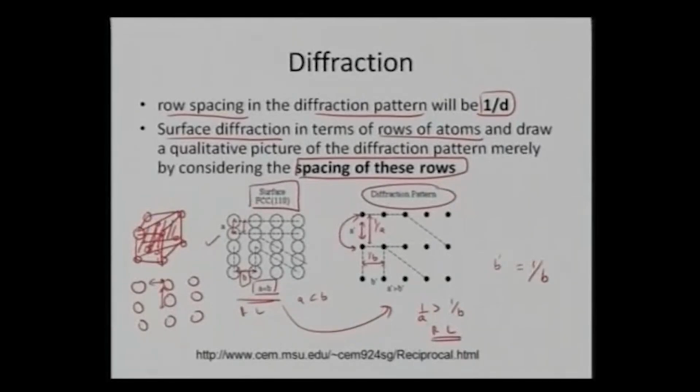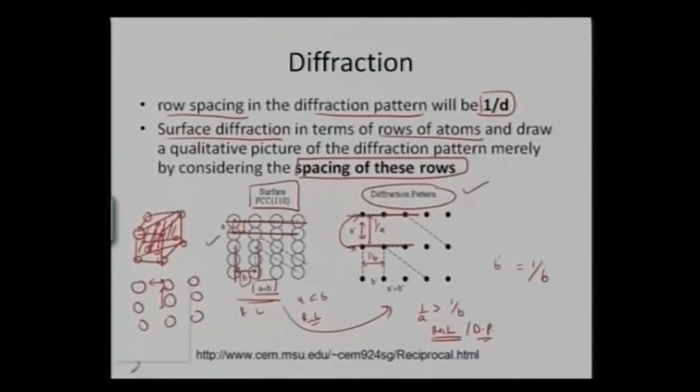This happens in the real lattice. This happens in the diffraction pattern. I get 1 by A much greater than 1 by B. So that part is being retained in the diffraction pattern. This part I can also see is the spacing of the rows. This was the spacing of rows in A. This has now become much farther apart. My spacing of B was this much.